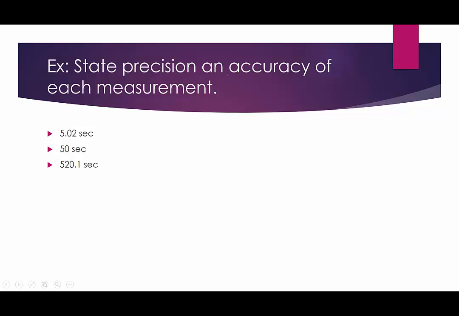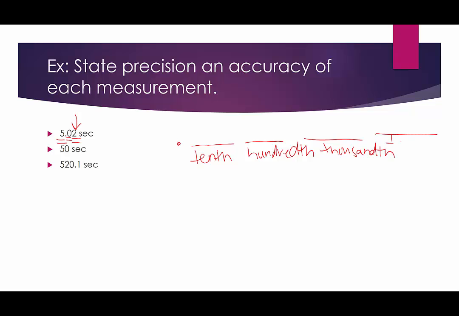So state precision and accuracy of each measurement. So 5.02. So the first thing we want to look at is the rightmost significant digit. Well, 5 is significant, 2 is significant, and 0 is significant. So the rightmost would be which place value? If you think about your place values, this is the 10th, 100th. They always have TH on the end. 1000th, 10,000th, and then it continues, okay?